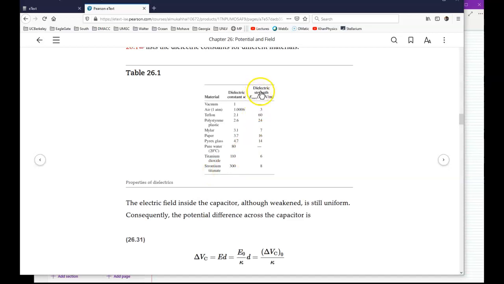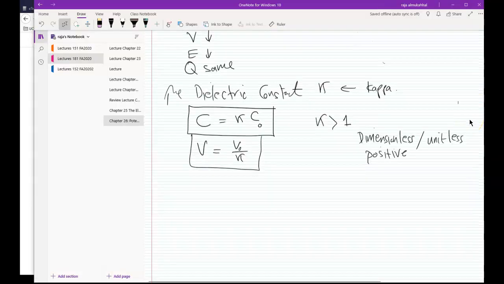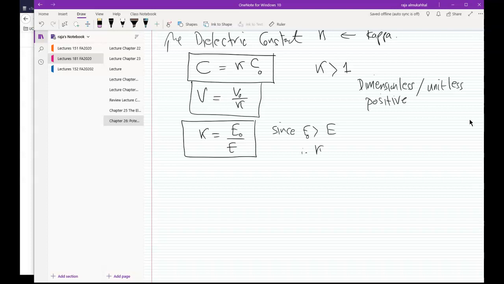Okay. Then there is something called the dielectric strength. I'll come back to it in a second. What is one definition of kappa, the dielectric constant? The dielectric constant kappa is basically the ratio of E naught over E. And since E naught is greater than E, because the field drops down, it weakens, then kappa is greater than 1. That's the reason why it's greater than 1. See what I'm saying?